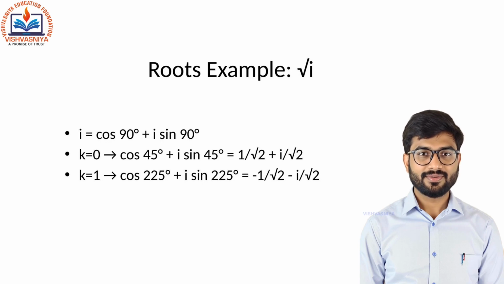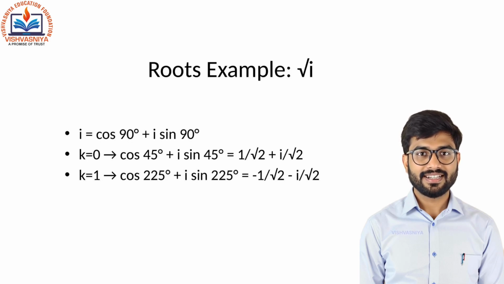Example. Square roots of i. Step 1, write i in polar form: i equals cos 90 degrees plus i sin 90 degrees. Step 2, square roots: modulus equals 1 to the power 1 by 2, equals 1. Arguments equal (90 plus 2k pi) divided by 2. For k equals 0, angle equals 45 degrees. Root equals cos 45 plus i sin 45, equals 1 by square root of 2 plus i by square root of 2.